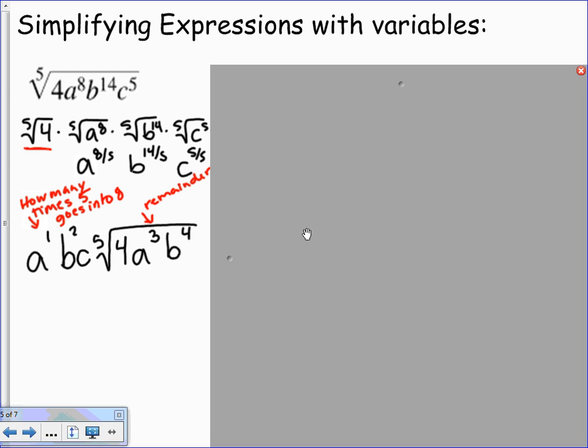Now you don't have to have this exponent of 1 on both of these. You could write your final answer as a, b squared c, fifth root of 4a cubed b to the 4th. Okay. Take out some, leave others inside.